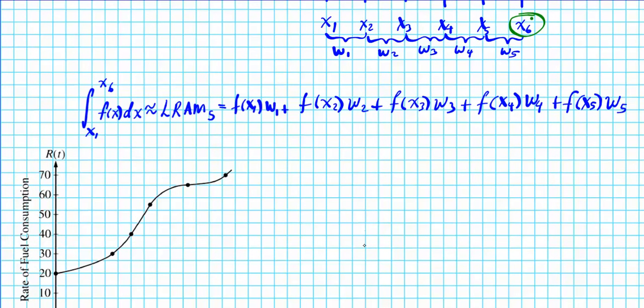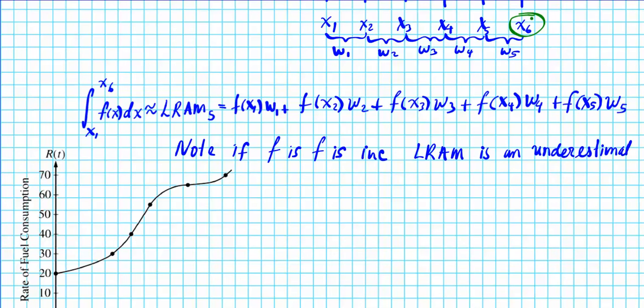Okay, another thing you want to note in our formula: if f is increasing, LRAM is basically going to reside underneath the entire curve. So LRAM is going to be an underestimate. It's going to be under, all right? I'll show you what it looks like in a second. That's if f is increasing, like in this case right here.